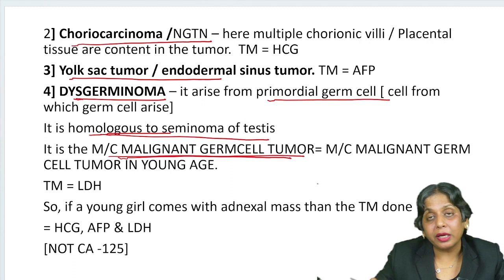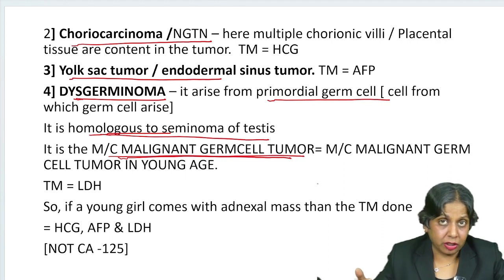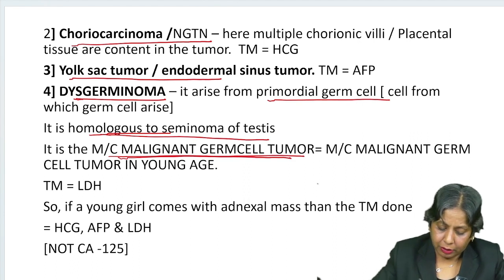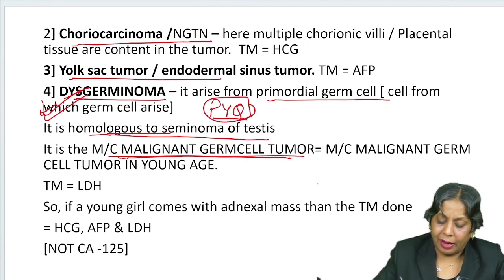Okay, so the most common benign germ cell tumor, or most common germ cell tumor, was dermoid cyst or the benign teratoma. But the most common malignant germ cell tumor in the young age is dysgerminoma. So this question again they have asked in the PYQ of FMGE, that what is the most common malignant germ cell tumor.